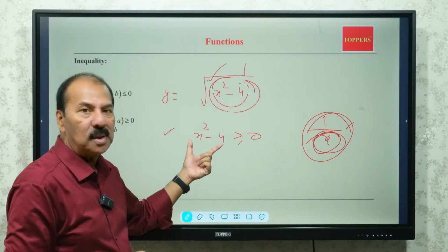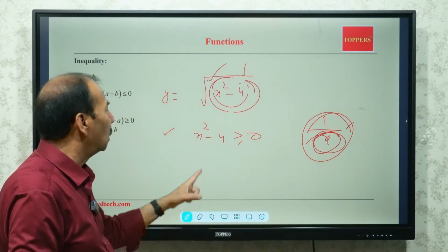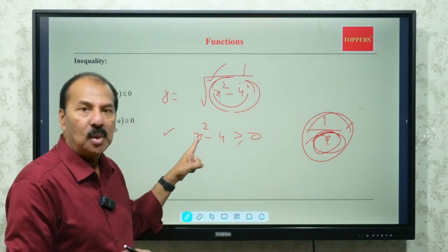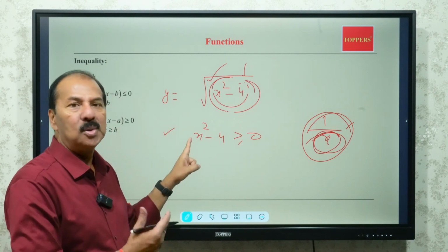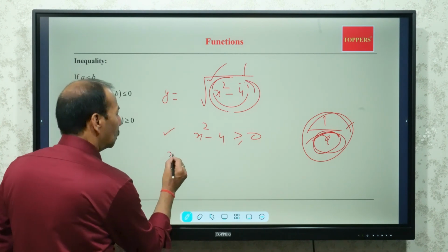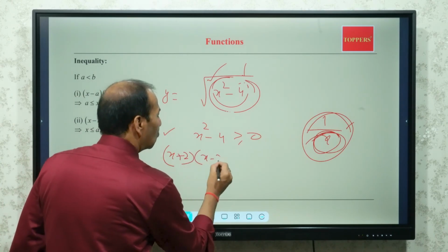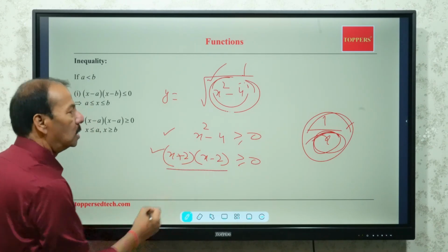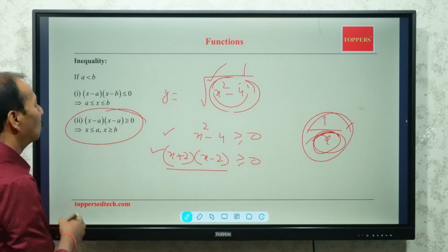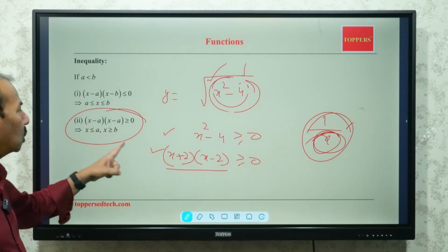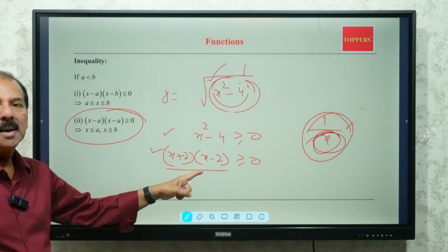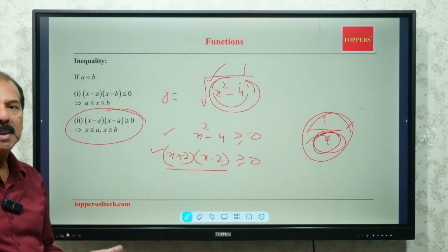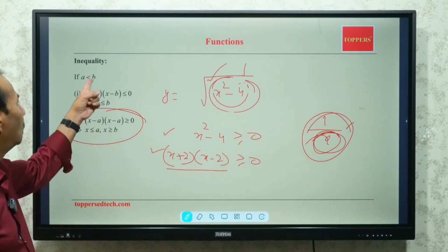Now let us simplify this inequality. To simplify it, we have to convert it into linear factors. Because it is a quadratic, let us factorize it. So this will be (x plus 2) into (x minus 2) greater than or equal to 0. Now you can see we have factorized into linear functions, so we can make use of the standard result for greater than 0. Out of plus 2 and minus 2, just identify which is behaving as a and which as b, where a means the smaller and b means the larger.